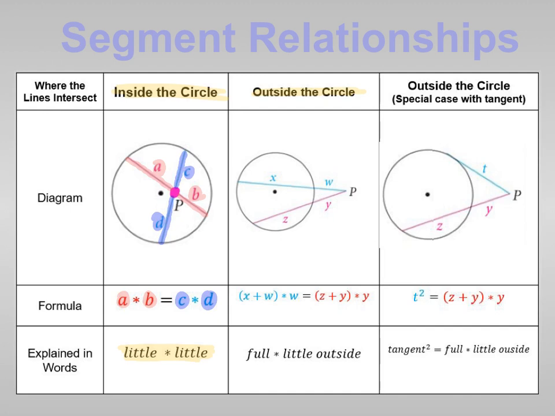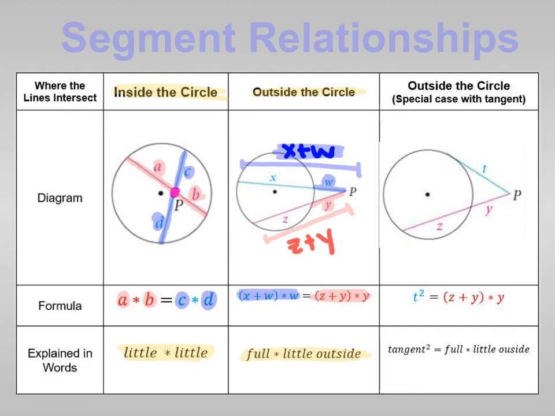For the part outside the circle, we would have to multiply the whole thing, which in this case, the length of this whole segment would be X plus W times the length of the part outside, which is just W. So X plus W times W, and for the other, it's the same thing. So the length of the whole thing would be Z plus Y times the part outside, which is Y. So it's Z plus Y times Y. So essentially, it's the full times the little outside.